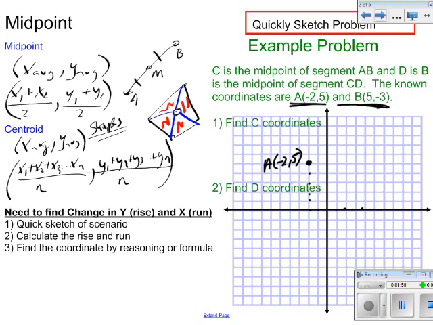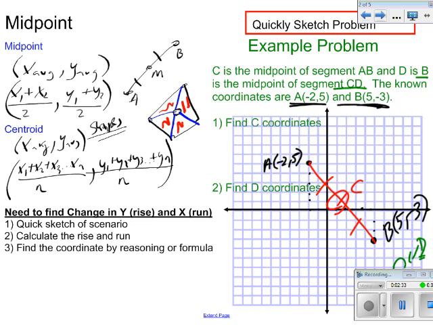Okay, so we plotted A first, then we plotted B. So then we'll connect that with a segment, and know that C is going to be the midpoint of that. So C is somewhere in the middle, and it says that B is the midpoint of segment CD. So it goes C, then B, which is the middle, and then D will be somewhere down on the bottom right, because B is in the middle between C and D. All right, so that just helps us visualize kind of where we're going with this problem.